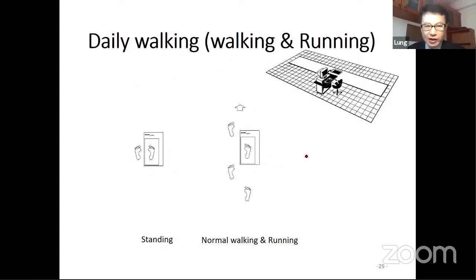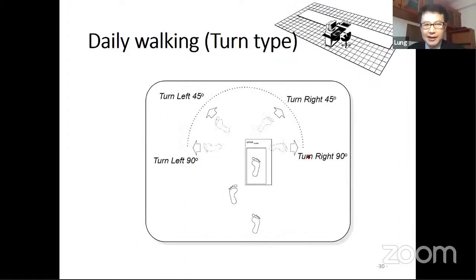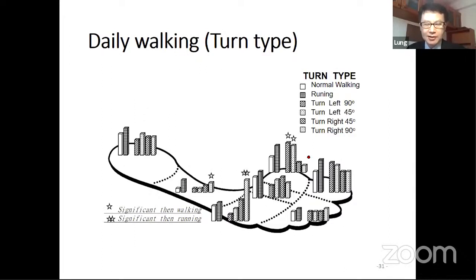So people are walking on the ground, and we can use the plate pressure system to get the plantar pressure. This time, we just want to know how the turn type is different from normal walking. Then we will get the plantar pressure like this one.